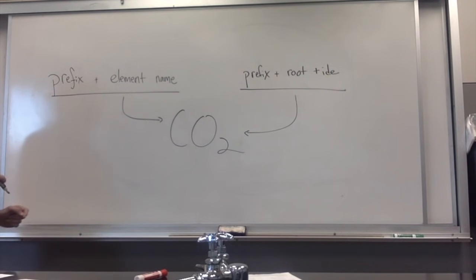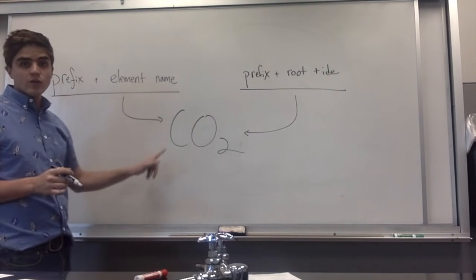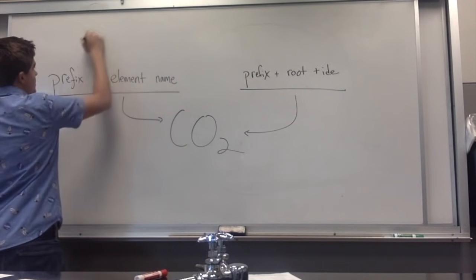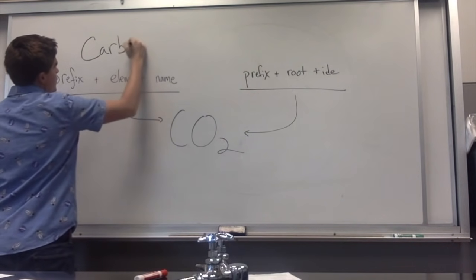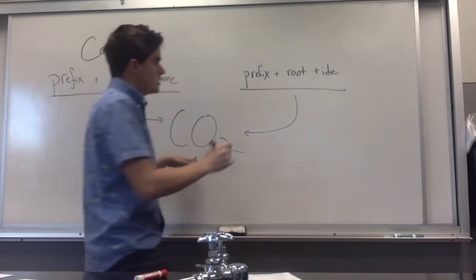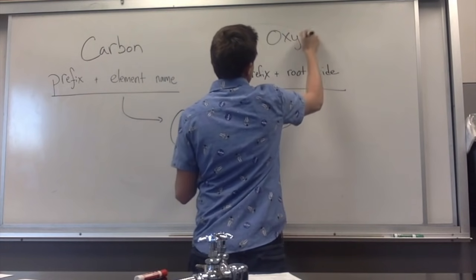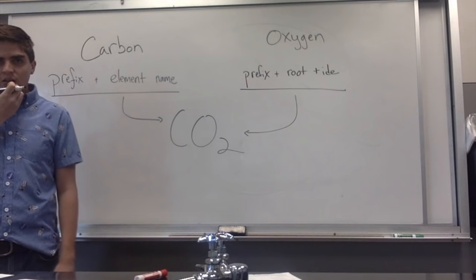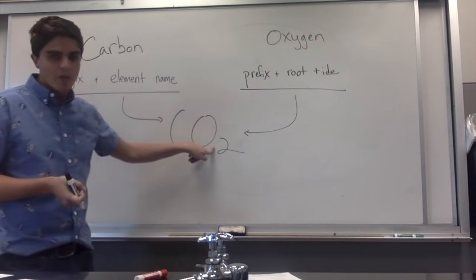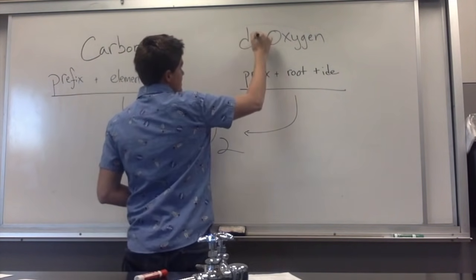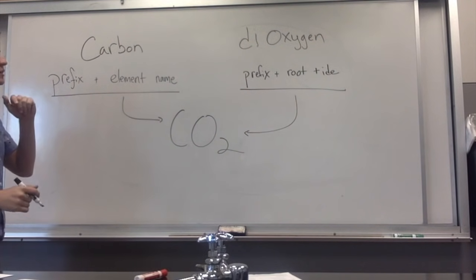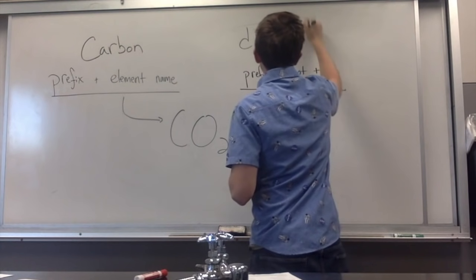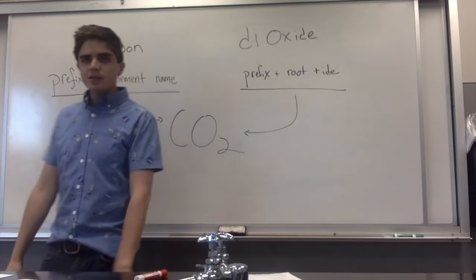So if I have CO2, I'm not even looking at the O2 at all. I'm only looking at the C, and I'm going to take the prefix plus the element name. Well, C, I know, is carbon. And O is oxygen. So my name is going to be something like carbon oxygen. But I need a prefix here, and there's 2 of them. So I'm going to have carbon dioxygen. Wait, oxygen isn't right. I've got to make that oxide. All right, cool. I'm done. Carbon dioxide.